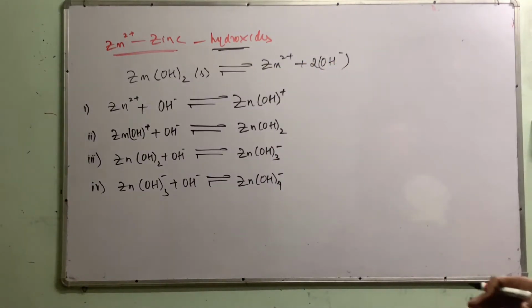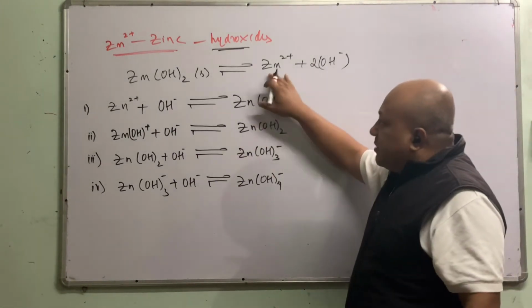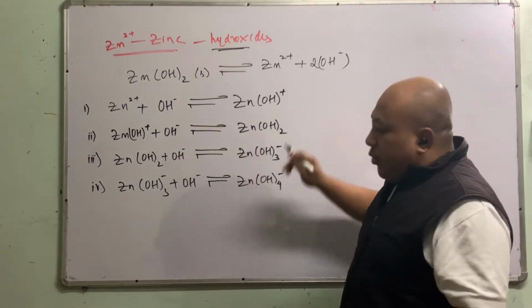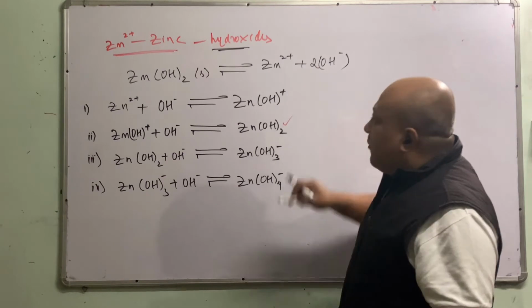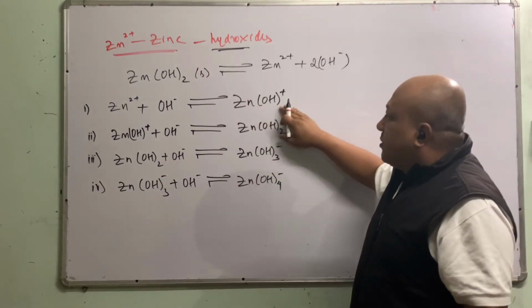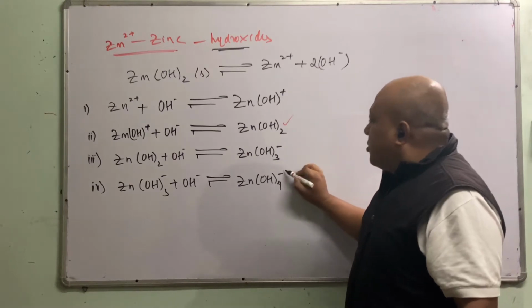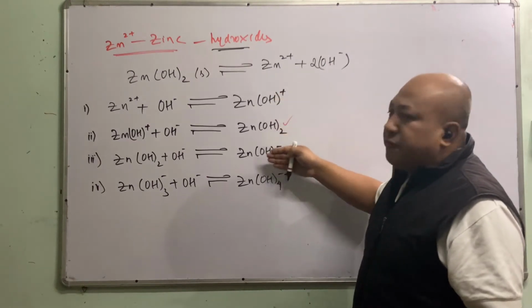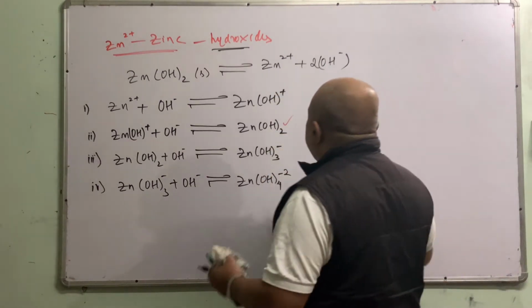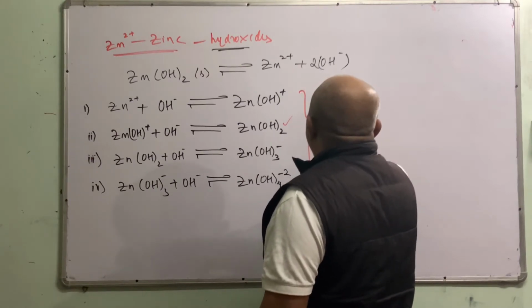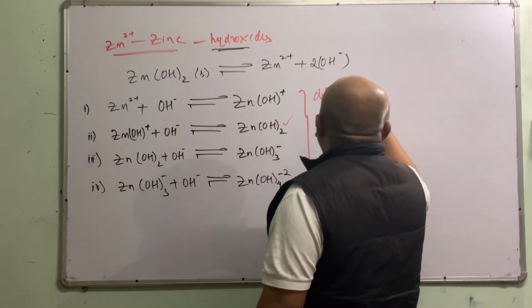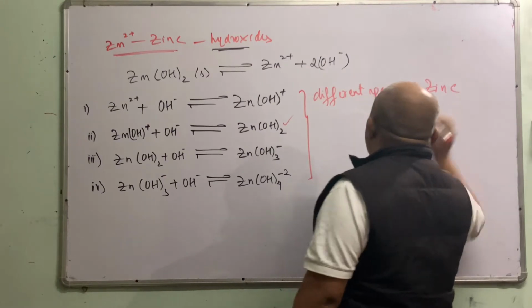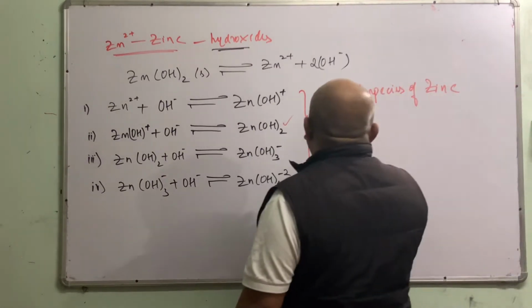that is soluble in the water, what happens to this zinc? When you add hydroxide more and more, it is not that it directly forms Zn(OH)2. It forms firstly ZnOH, Zn(OH)2, Zn(OH)3 minus, Zn(OH)4 2 minus. These are different species of zinc, and these are called complexes.